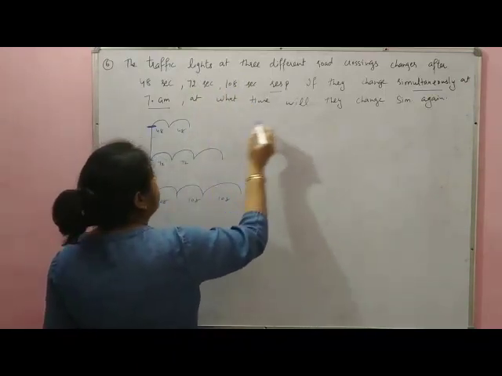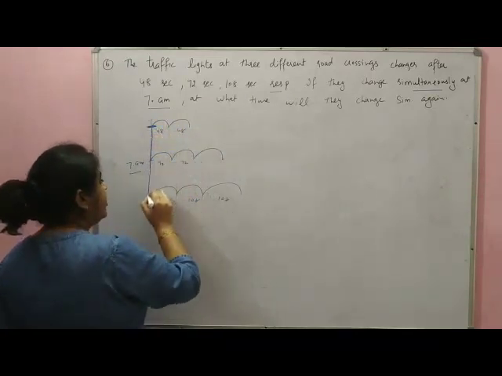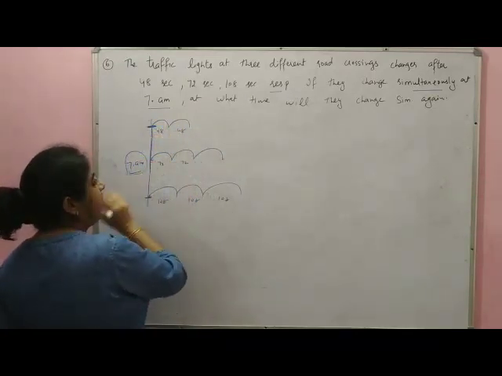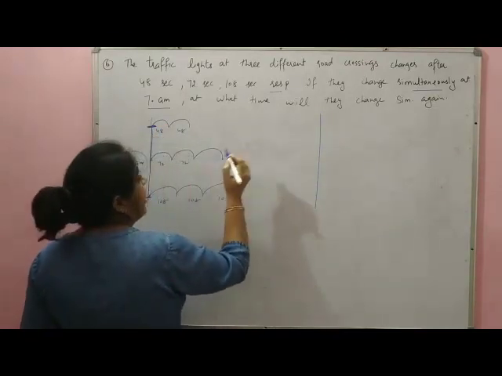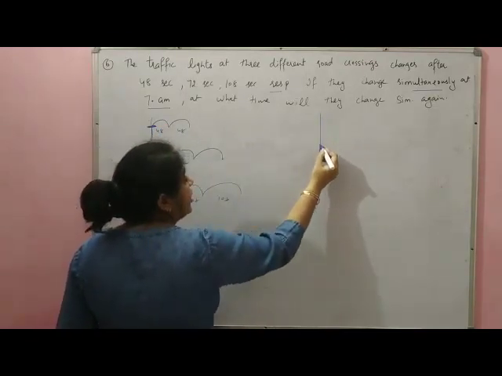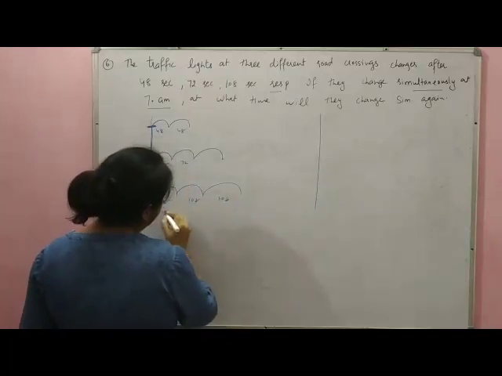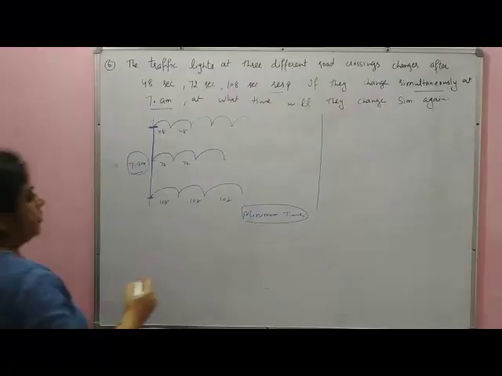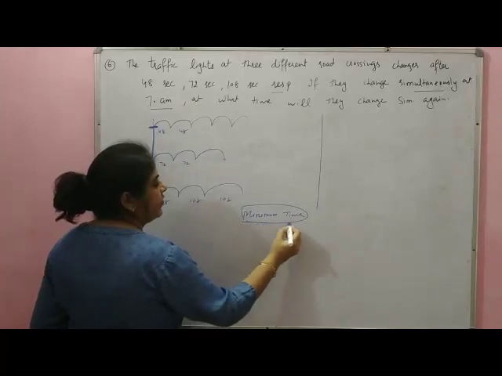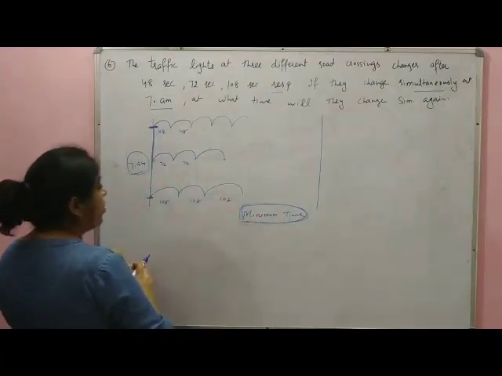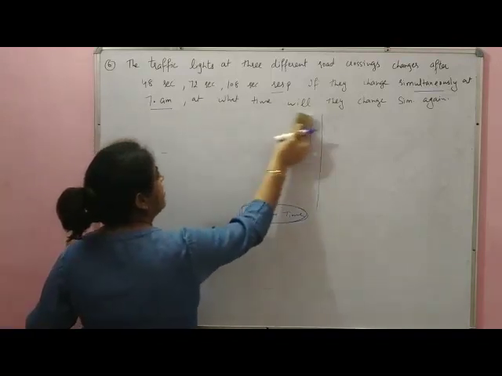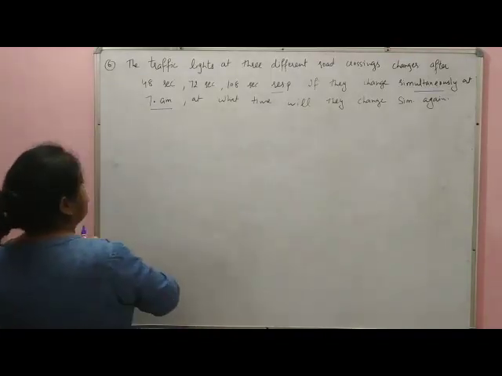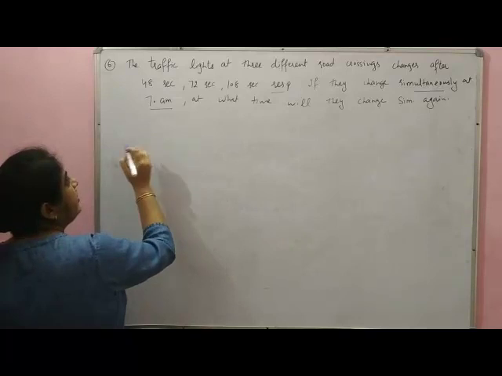This is your starting point, meaning they are changing at 7 a.m. Now we have to tell the final destination, meaning at what time they will change again. It means we have to find this minimum time. So for this we will find the LCM of these three numbers. We will use the common division method.